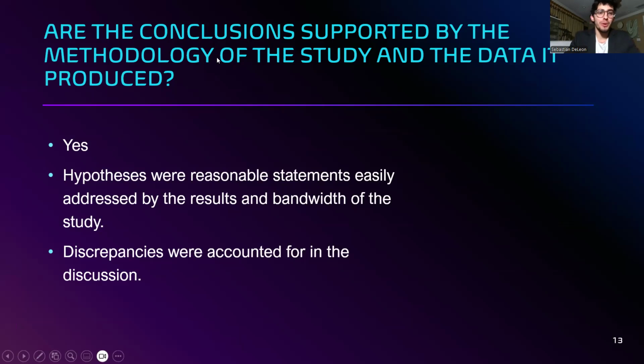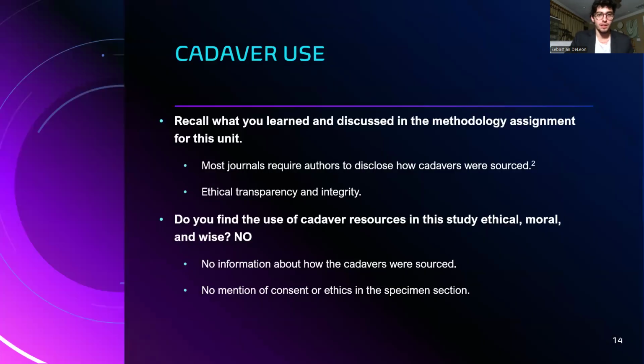So, are the conclusions supported by the methodology of the study and the data produced? I would say yes. The hypotheses were reasonable statements that were easily addressed by the results, and they fit within the bandwidth of the study's assumptions. Discrepancies were accounted for in the discussion section. That's something that I really like to see in papers.